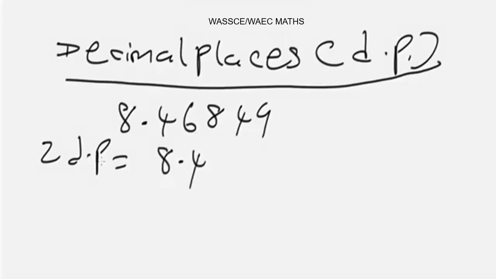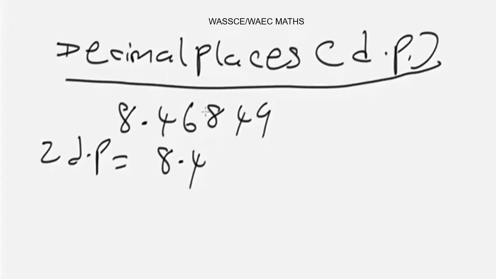We are asked to round it off to 2 decimal places. So after 4, this 6 is the second decimal place. This 8 now is the third one. This 8 that is after 6 is up to 5. So once the number after the exact number we want to round off is up to 5, in this case we're rounding to 2 decimal places, and this 8 after this 6 is up to 5, you approximate it as 1. In this case we're going to take this 8 as 1 since it's up to 5.